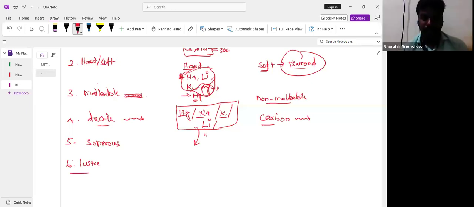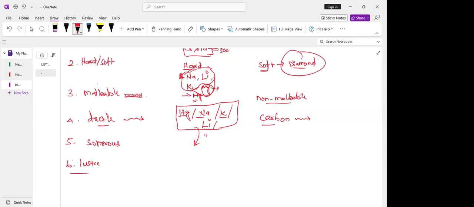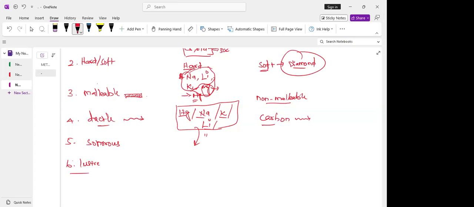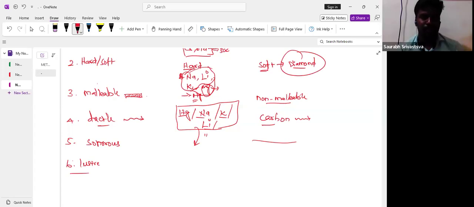In case of non-metals, there is no sonorous nature, nothing. But what about diamond, sir? Diamond won't show the sonorous nature. It won't make the ringing sound.